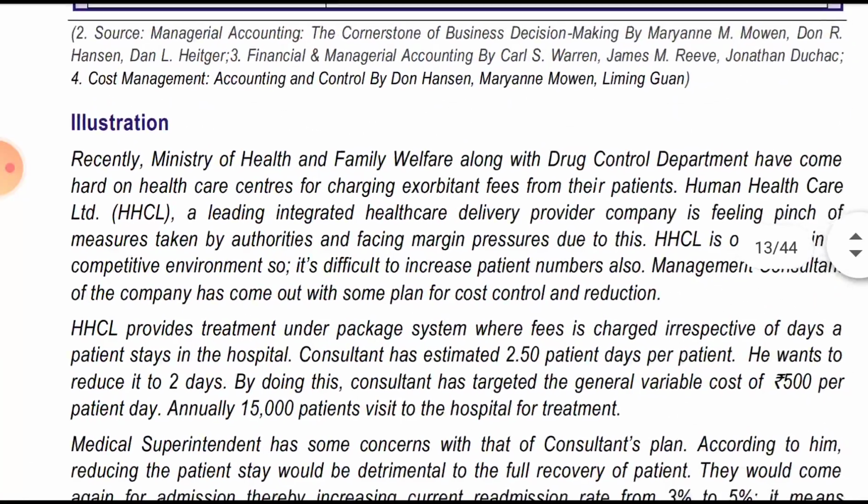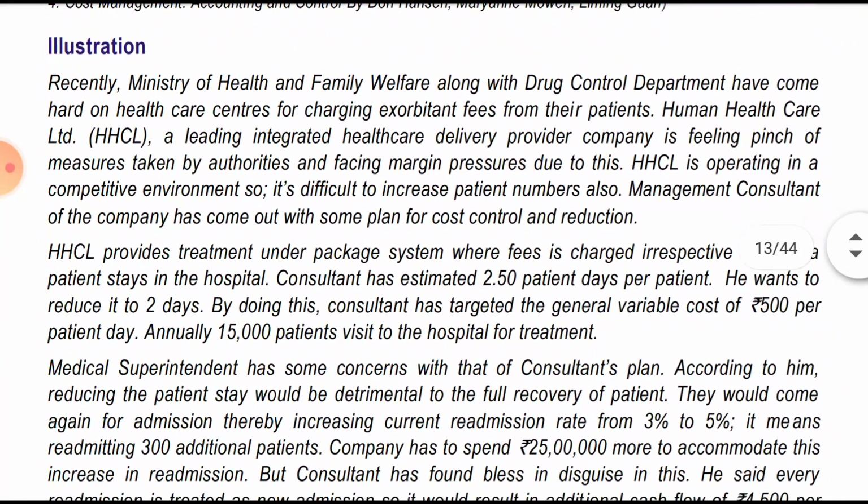Okay, now this illustration, this is also a nice sum. See, recently the Ministry of Health and Family Welfare, along with the Drug Control Department, have come down hard on the healthcare centers for charging exorbitant fees from their patients.